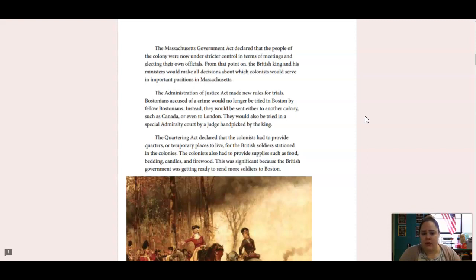From that point on, the British king and his ministers would make all decisions about which colonists would serve in important positions in Massachusetts. The Administration of Justice Act made new rules for trials. Bostonians accused of a crime would no longer be tried in Boston by fellow Bostonians. Instead, they would be sent either to another colony, such as Canada, or even to London. They would also be tried in a special Admiralty court by a judge handpicked by the king.